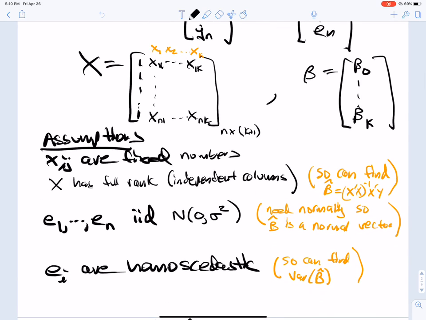So the assumptions in our model are that the xij's are fixed numbers. X has full rank, in other words, independent columns, so that we can find beta hat. Having X full rank means that X transpose X is invertible, which is important so we can find beta hat. E1 to En are IID normal 0 sigma squared. We need normality so that beta hat is a normal vector, which is important if you want to do hypothesis testing. The Ei are homoscedastic, and this is so that you can find the variance of beta hat.